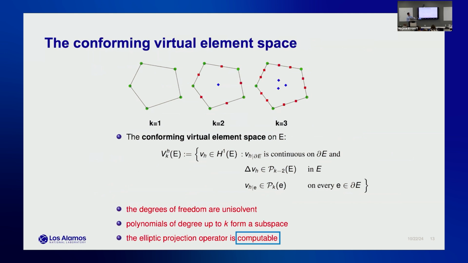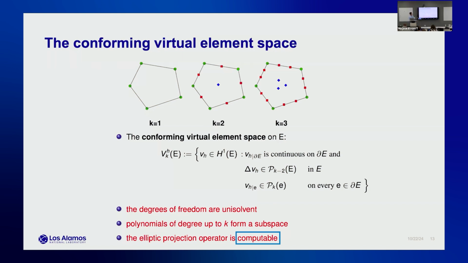Now here I'll introduce the conforming virtual element space. The v_h is a function in H1 and it is continuous on the boundary. And the second condition, the Laplacian of v_h is in the polynomial space of order k minus 2. This result is a little bit old. There are newer results. The last one is also very important. The function v_h restricted to the boundary, on each edge of this polygon, is a polynomial. It lives in the polynomial space of order k. We will use it later when we do integration on the boundary. That's very important.